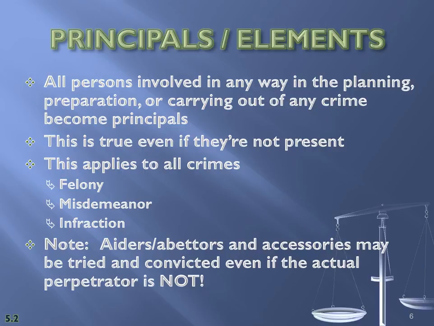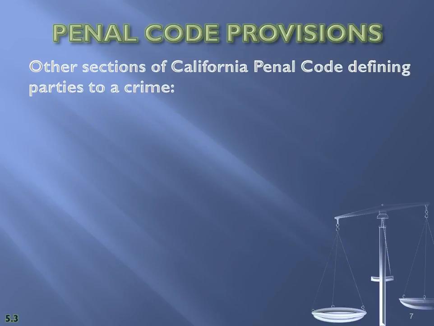Now, the first sentence of Penal Code 31, you need to know, reads like this: all persons concerned in the commission of a crime, whether it be felony or misdemeanor, means that the designation principal really applies to all crimes, misdemeanors, infractions, and felonies, and we'll talk more about that. One interesting note here, though, is that aiders and abettors and accessories may be tried and convicted even if the actual principal suspect is not. So let's say the suspect gets off, but you could be tried as an aider and abettor, or you could be tried as an accessory and convicted. So understand that's why these are separate pieces. Even though they all sort of fit together, they're all very, very separate.